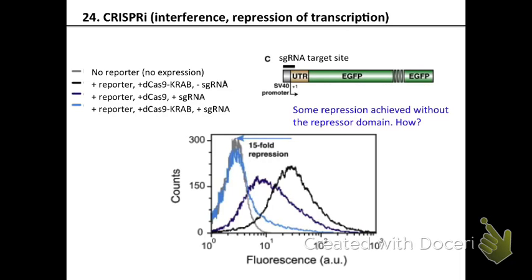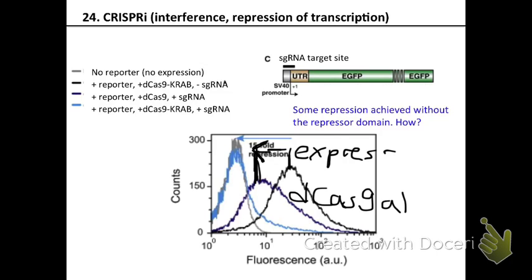So some repression was achieved without the repressor domain. How do you think this happened? When you target the dCas9 to the promoter, without the repressor domain, you were capable of reducing the transcription of GFP. So this is the expressed, right? You're reducing to about here on average. That's how much repression you get with dCas9 alone, sitting at the promoter. So why do you get that repression?